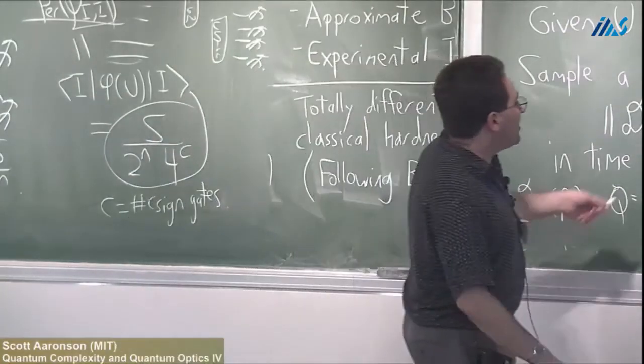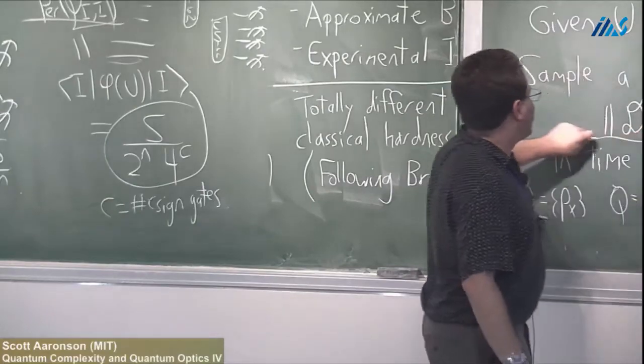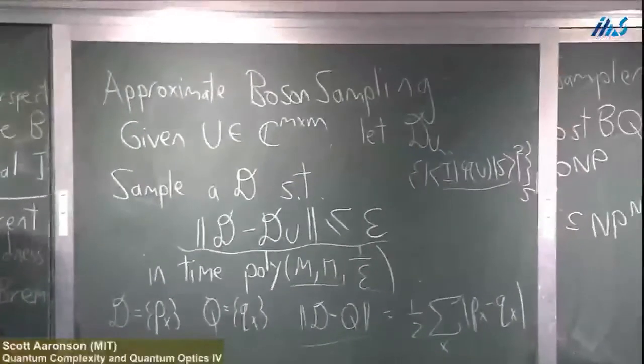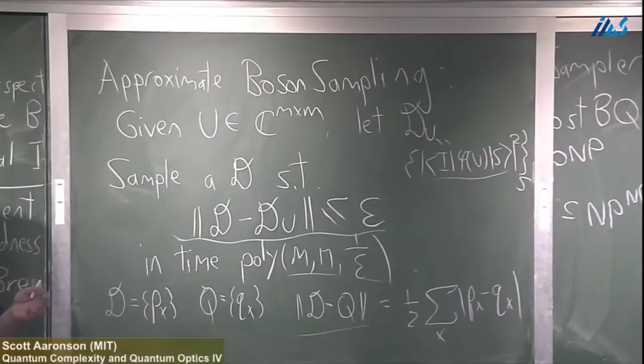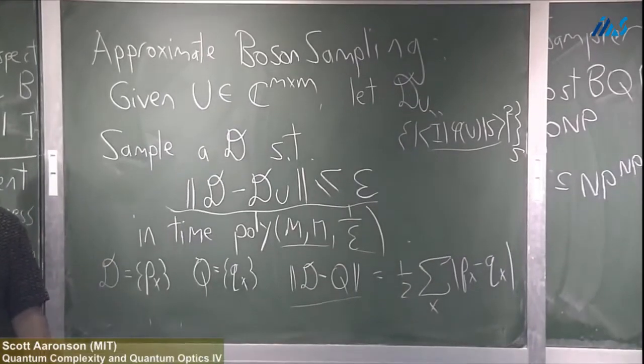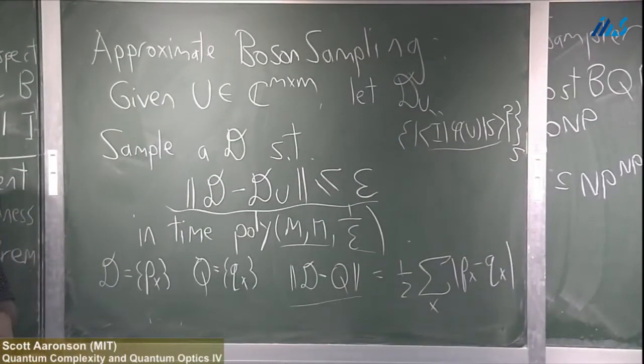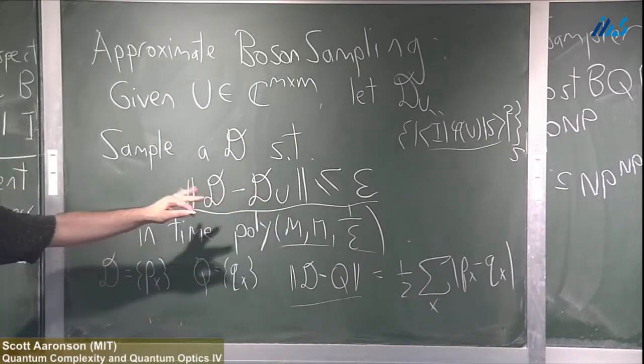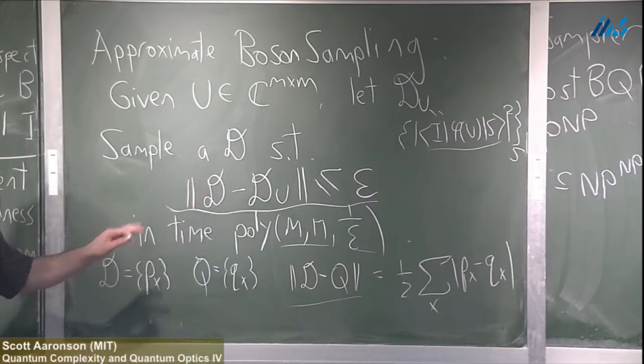Okay, so this seems like a reasonable thing to hope for, and sort of the bare minimum that we could hope for, right? It would be easy to get a result if we just said the probabilities have to be multiplicatively close to the true boson sampling probabilities. Okay, but that's way too much to ask for, right? That's not realistic. Whereas this seems actually on the verge of realistic.